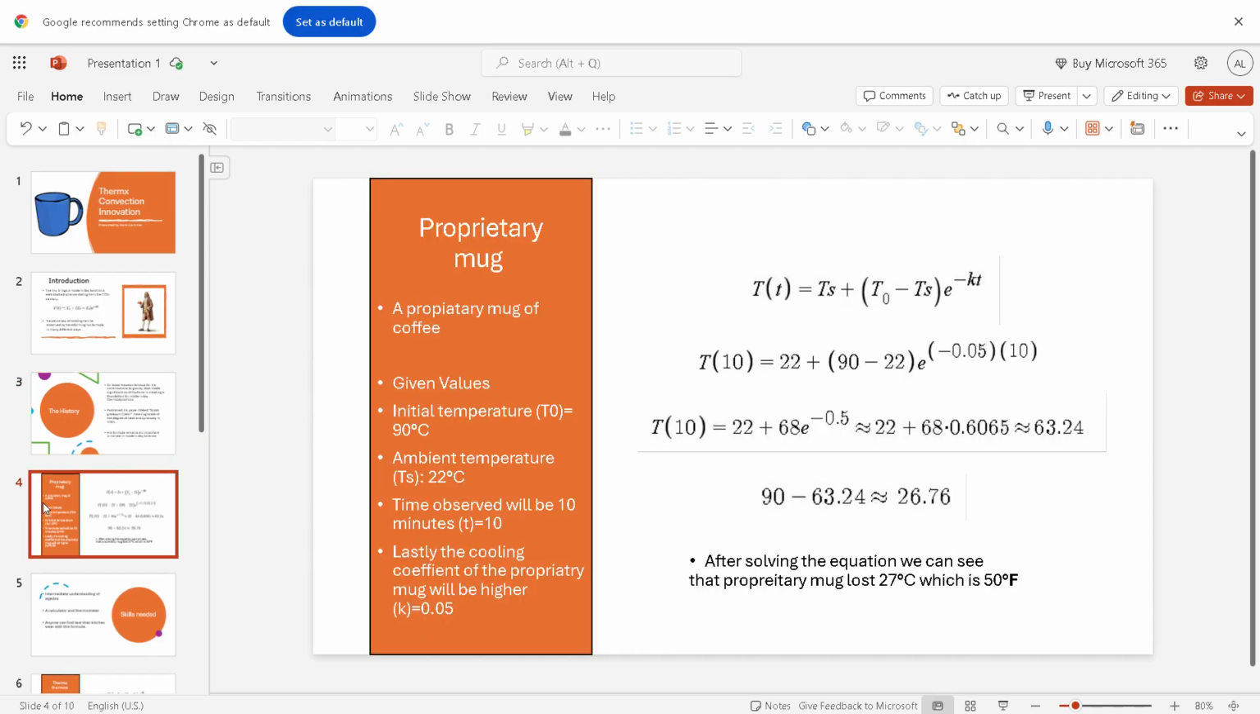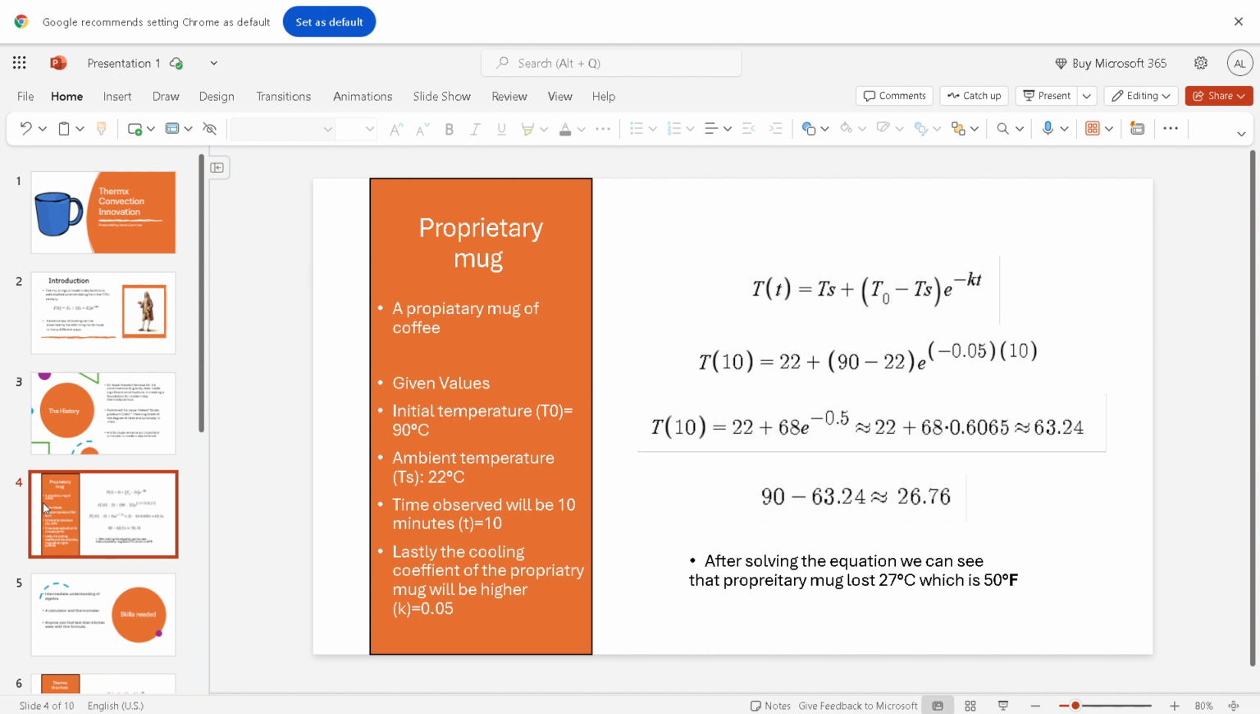Alright, our first example. In this example, we look at the rate at which a hot coffee cools in a proprietary mug. First, let's analyze the equation and our values. Our initial temperature, T0, is 90 degrees Celsius. Our ambient temperature, Ts, is 22 degrees Celsius. Our time observed will be 10 minutes. Lastly, our cooling coefficient of the proprietary mug will be higher. K equals 0.05.